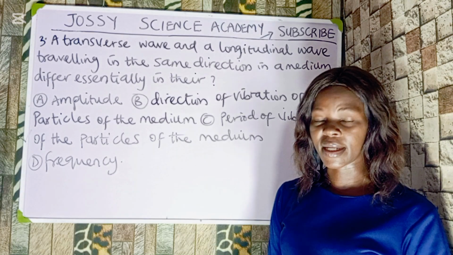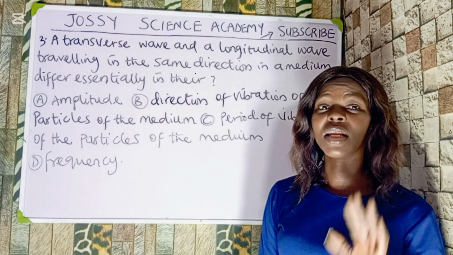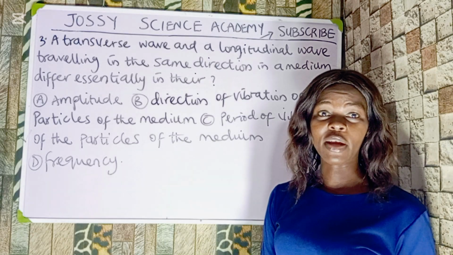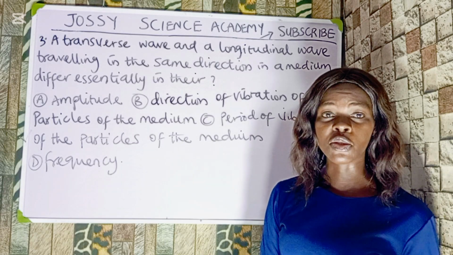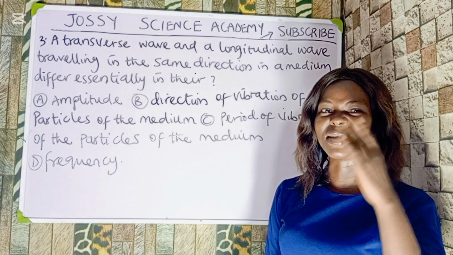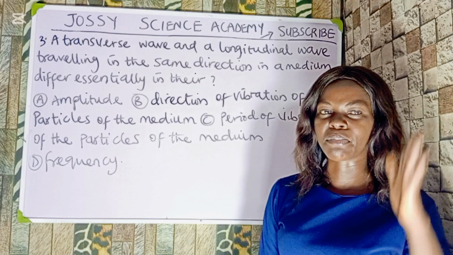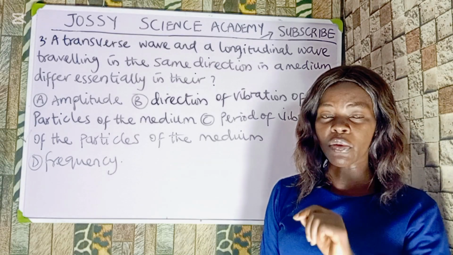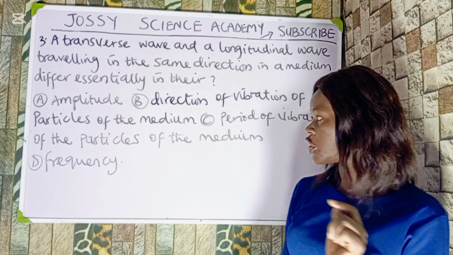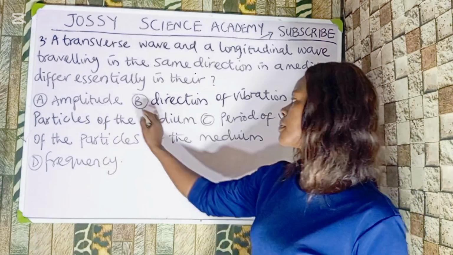You must remember that transverse waves are waves that travel in a direction perpendicular to the vibration of the medium, while longitudinal waves are waves that travel in a direction parallel to the vibration of the medium. So in these two types of waves, the only thing that distinguishes each of them is the direction of vibration of the particles of the medium. This one, transverse, moving perpendicular, while longitudinal moving what? Parallel. So the correct option to this is option what? B, which is the direction of vibration of the particles of the medium.